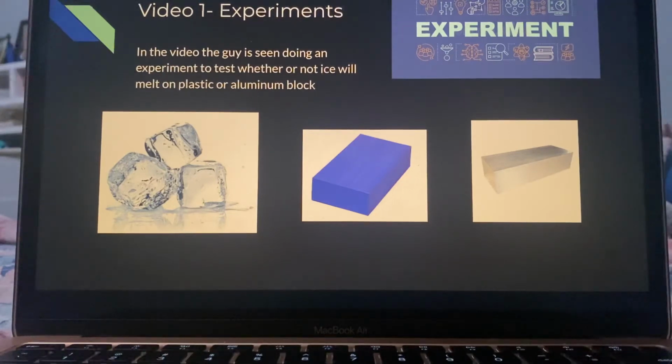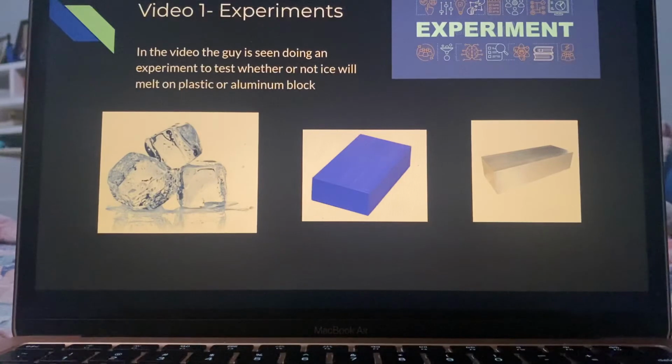So then he does another small experiment to test out how an ice cube will melt faster, either on a plastic block or an aluminum block. He places 2 ice cubes on each of the blocks, and he asks everyone to try to guess on which block the ice cube would melt faster. Everyone thinks that it's going to be on the plastic block because the plastic block was warmer, and since the aluminum block was much colder, it wouldn't melt on there.